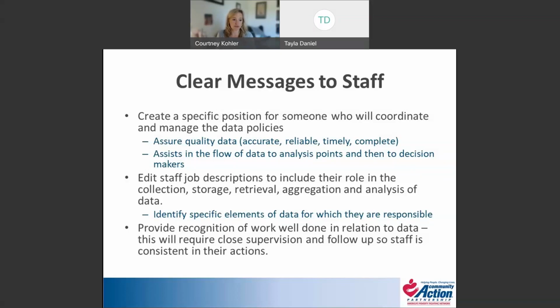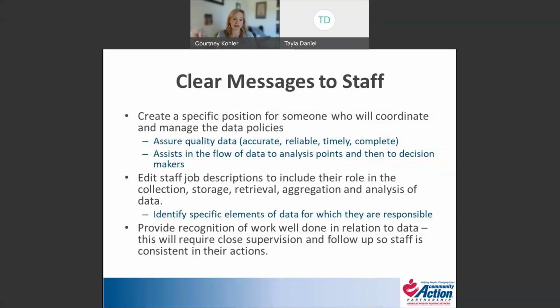Because really, whenever you think about the staff within your organization, everyone has something to do with data. And so being able to more clearly articulate that for staff and help them see where they fit in that process can actually be very helpful. And so you might identify specific elements of data for which people are responsible, or where they fit within that process and what their role is as far as whether they collect it, analyze it, or multiple.